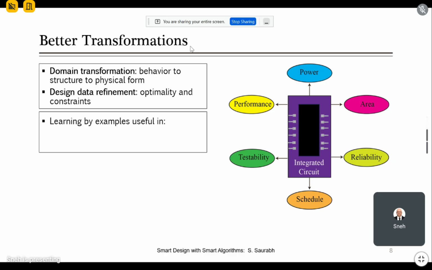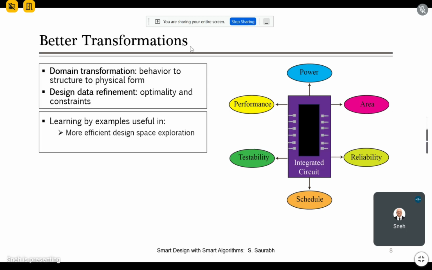Because it uses ML methods, the tools can learn by examples, right? It can learn by examples, and it can explore the design space more exhaustively, right? Now, when we try to achieve these things, these are figures of merit.